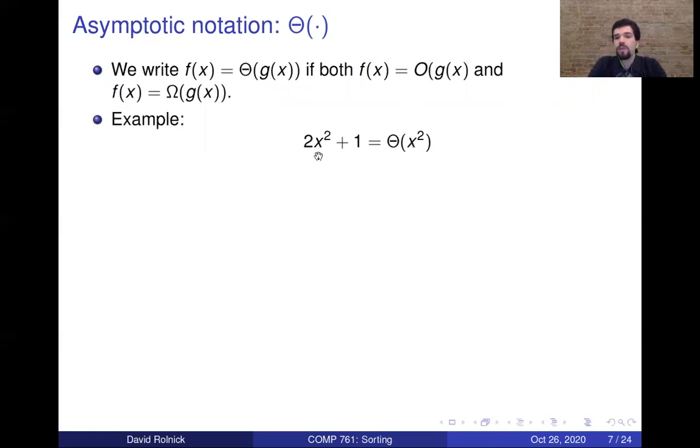For example, since we saw before that 2x squared plus 1 is both big O of x squared and big omega of x squared, we have that 2x squared plus 1 is big theta of x squared, just theta of x squared.